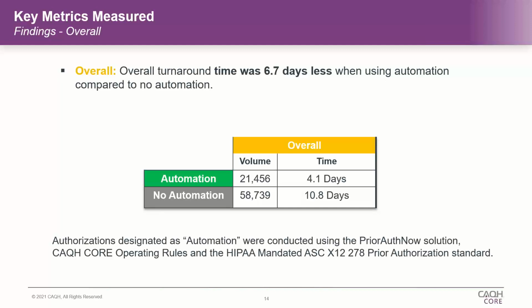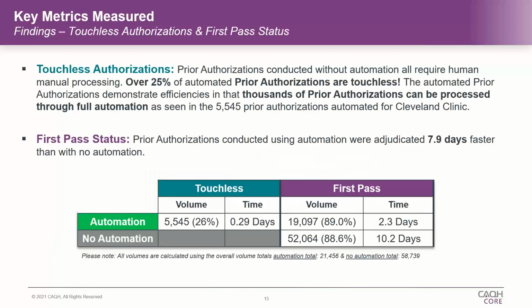The second metrics we're going to look at here are the true automation and where this is driving success. We'll look at the first one, the touchless authorization. And really, this is the number of authorizations that were obtained, and these are actual true authorizations. We received an authorization number from the payer when the transaction occurred. We saw this about 26% of the time, and that was 5,545 cases out of the total automation number.